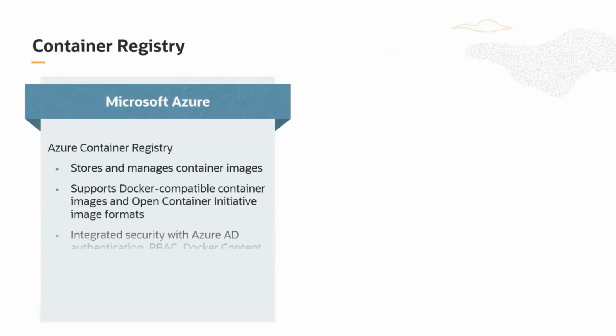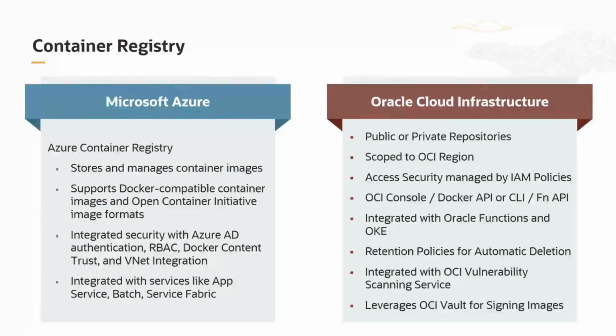Now let's talk about Container Registry. In Azure, Azure Container Registry is used to store and manage your private Docker container images and related artifacts. Azure Container Registry supports Docker-compatible container images and Open Container Initiative image format specification. It provides integrated security and supports integration with several Azure services.